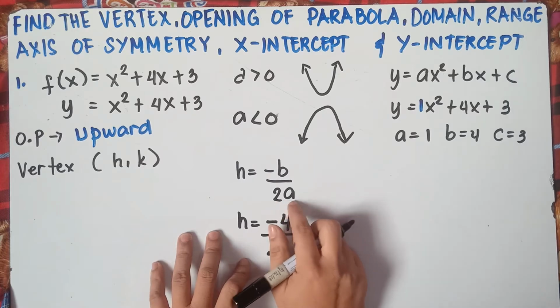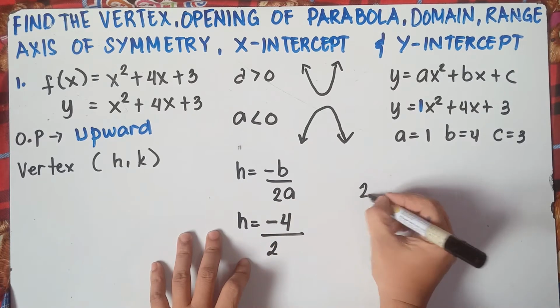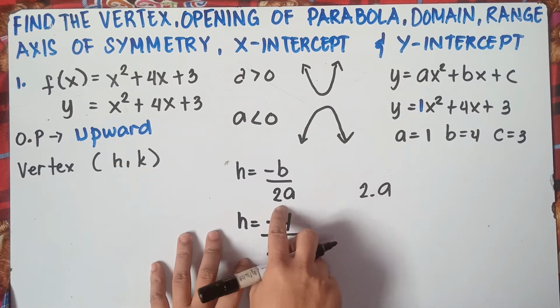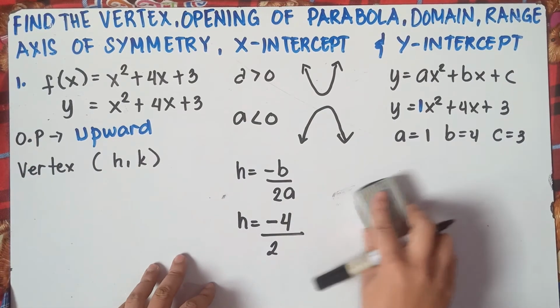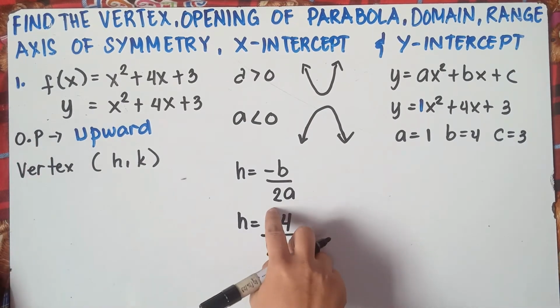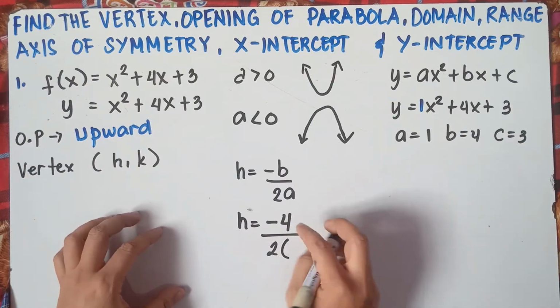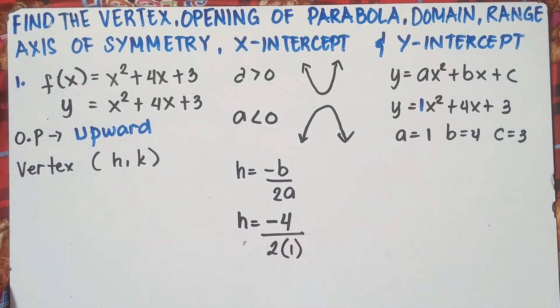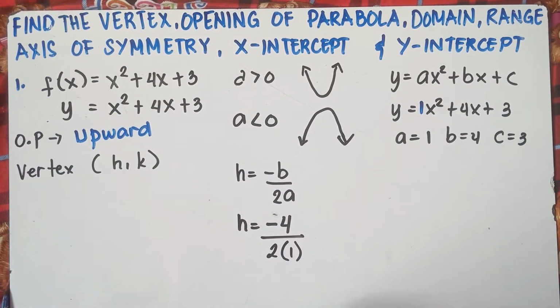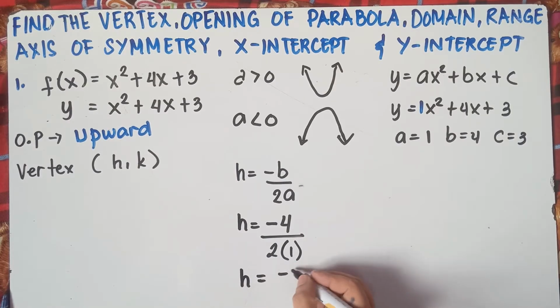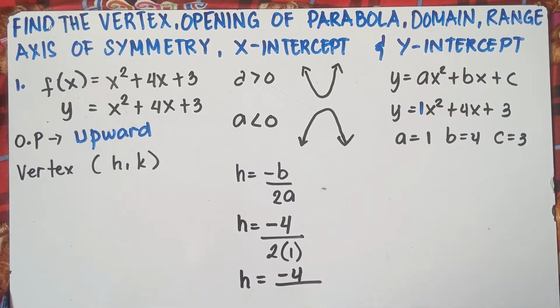If you have 2a, it means 2 times a. Once again, class, 2 times a is the same as 2a. So this is 2 times our a, which is 1, so 2 times 1. So h equals negative 4 divided by 2 times 1.